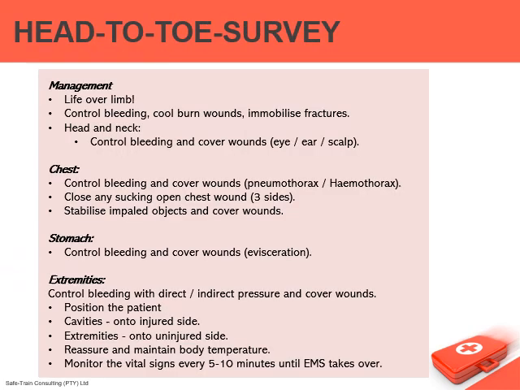The head-to-toe survey of the injured patient. Management. Life over limb. Control bleeding, cool burn wounds, immobilize fractures. The head and neck. Control bleeding and cover wounds. The chest. Control bleeding and cover wounds. Close any sucking open chest wound, which will be discussed later. Stabilize impaled objects, and cover wounds. The stomach. Control bleeding and cover wounds. The extremities. Control bleeding with direct or indirect pressure and cover wounds.